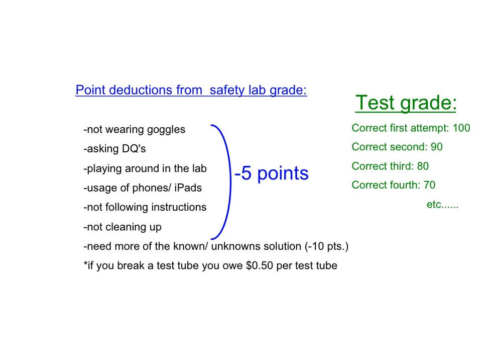Now, if you break your test tube and it goes down the drain or whatever, we'll give you some more for free, but we are going to take some points off for the test tube. So that's all the ways you can lose points on the safety grade. Test grade I've already talked about. If you get your unknowns right on your first try, it's 100. Second try, it's a 90. Third try, it's an 80, and so on and so forth.